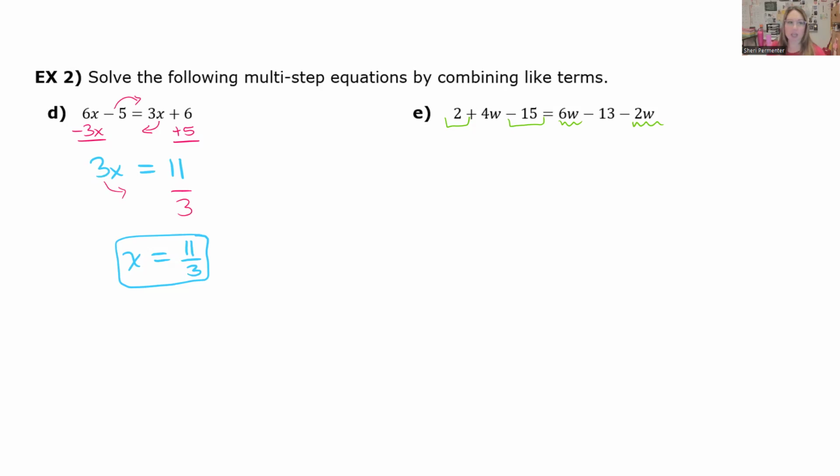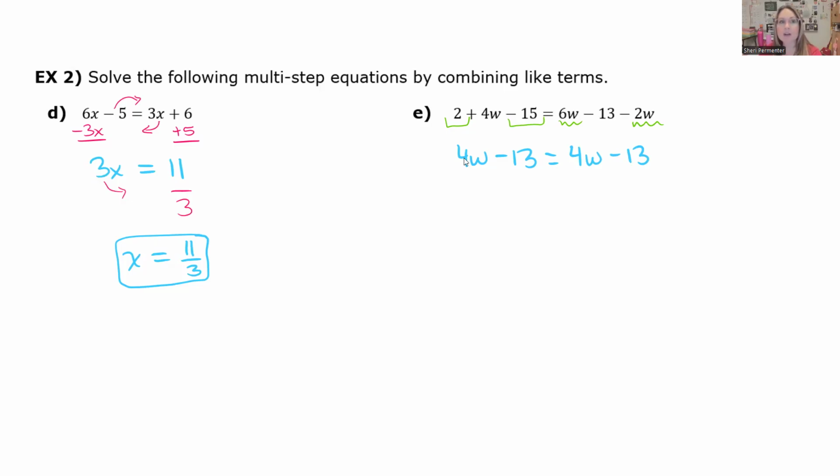No operations change. So on the left side, the 4W, I'm not doing anything with it. I'll just jot it down. Here, I have 2 minus 15 or negative 15 plus 2. It doesn't matter which way you want to think about it. I'm getting more positive. So I'm going to have negative 13 equals, if I put the W terms together, 6 minus 2 is 4. And I didn't do anything with the negative 13. If it's on the same side, the signs or the operation don't change.